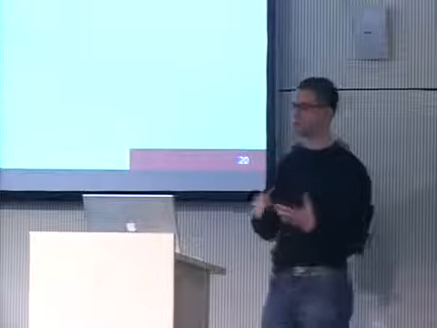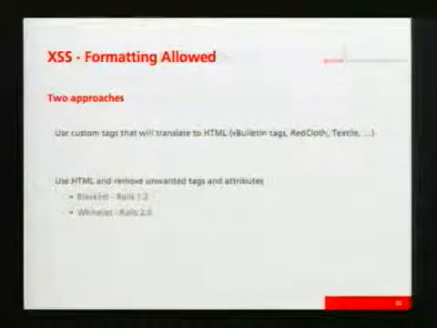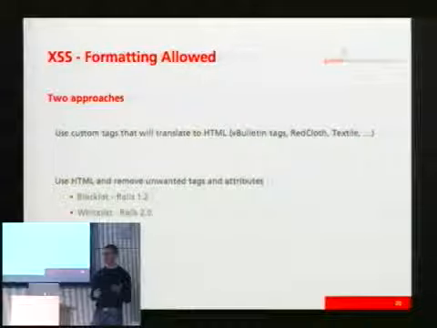The other case, if you explicitly want to allow some kind of formatting, is a little bit different and a little bit harder to get right. There are basically two approaches. The first approach is, you introduce some kind of DSL. So you say, I don't let the user input HTML, I let the user use bulletin tags or RedCloth syntax or TextStyle or whatever, and it will then convert it to HTML. And the other approach is to allow HTML but have a filter that will filter out every unwanted thing.